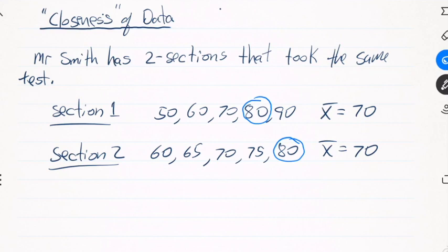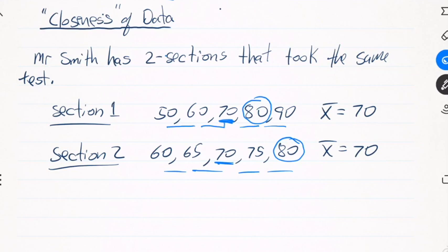You'll also notice if you start at 70, that in the first section, it's jumps of 10 in both directions, where in the second section, it's just jumps of 5. So this next measurement is going to be basically an average, but it's going to be the average of the distance away from the mean.